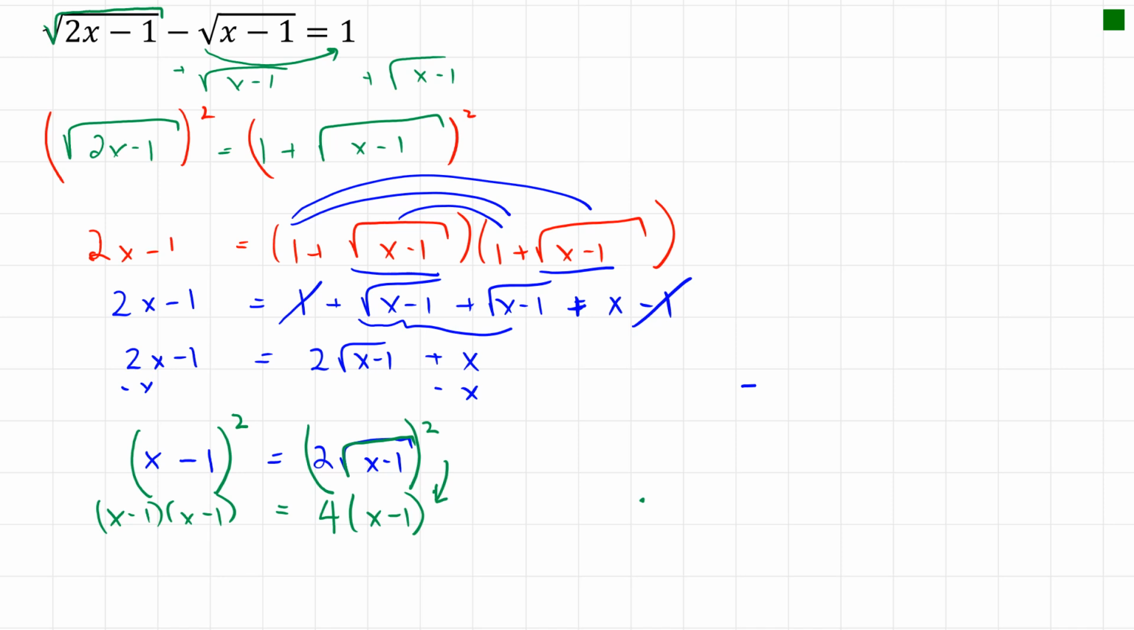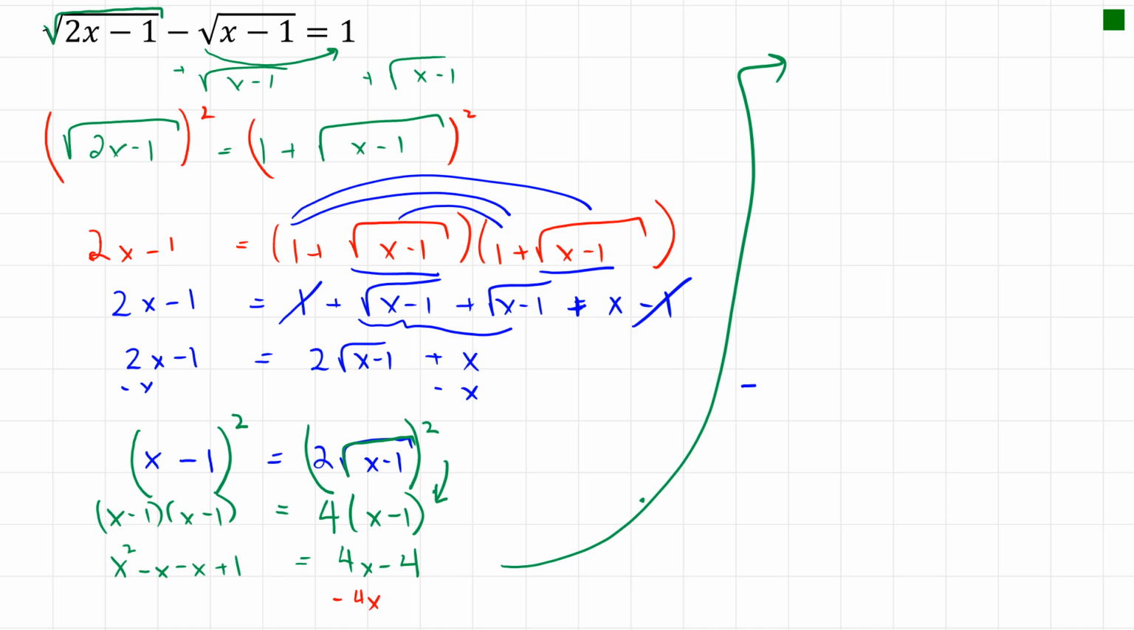So now I'm going to multiply the bracket out on the left. It's x squared minus x plus 1, and multiply the 4 into the bracket to get that. Now I've got a quadratic, which means I need a 0 on the right side or one side, so I'm going to subtract 4x from both sides, and I'm going to add 4 to both sides. So that leaves me with x squared minus x minus x minus 4x is minus 6x plus 5 equals 0.